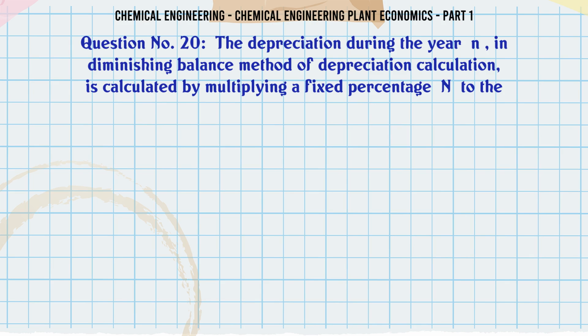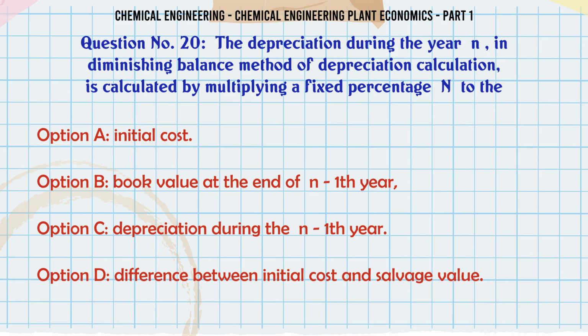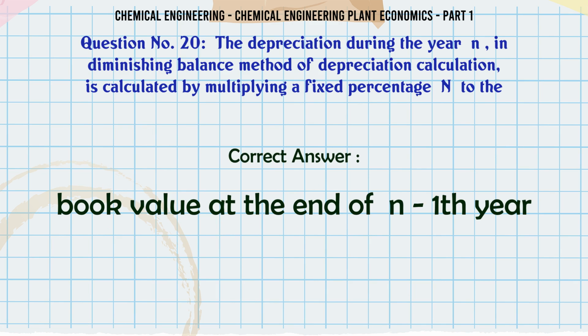The depreciation during the year N, in diminishing balance method of depreciation calculation, is calculated by multiplying a fixed percentage to the A. initial cost, B. book value at the end of N-1th year, C. depreciation during the N-1th year, D. difference between initial cost and salvage value. The correct answer is book value at the end of N-1th year.